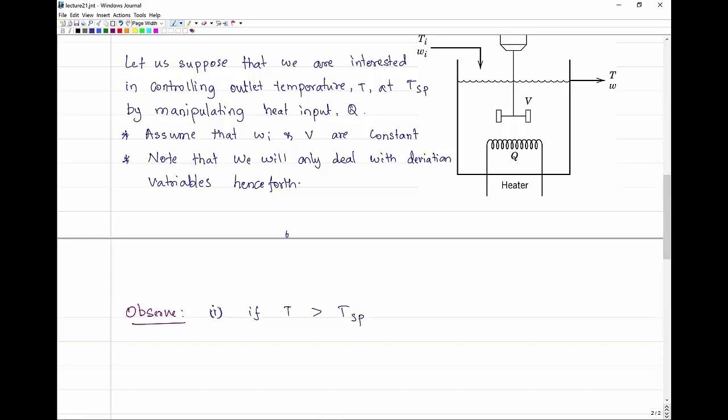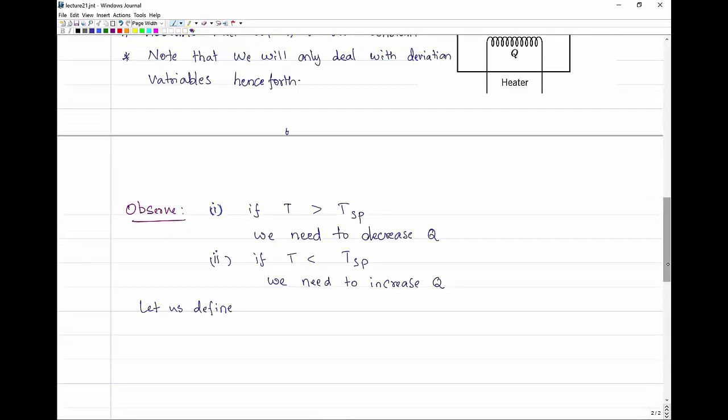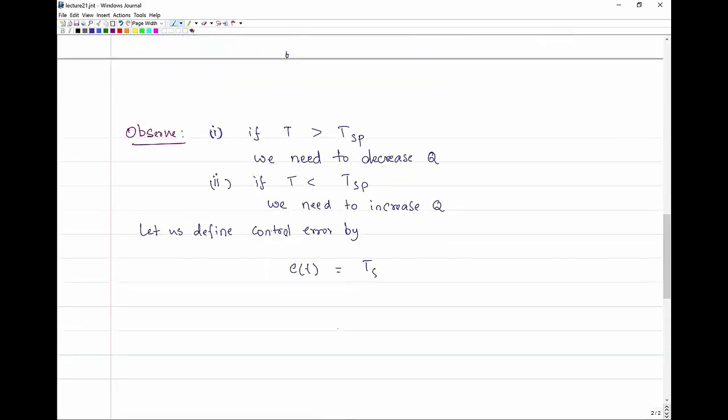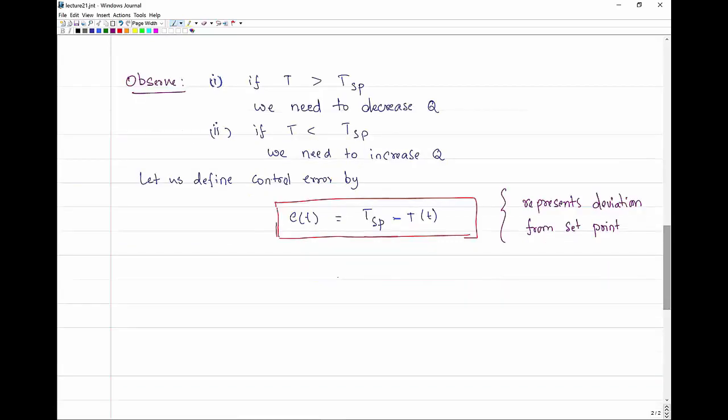If the temperature in the tank is greater than the set point, the desired value, we of course need to decrease the amount of heat being added to the tank. If the temperature is less than the set point, then we need to increase the amount of heat added to the tank. Let's define what is called a control error as the difference between the set point and the temperature in the tank, T. Now clearly, this control error represents the deviation of the temperature from the set point.